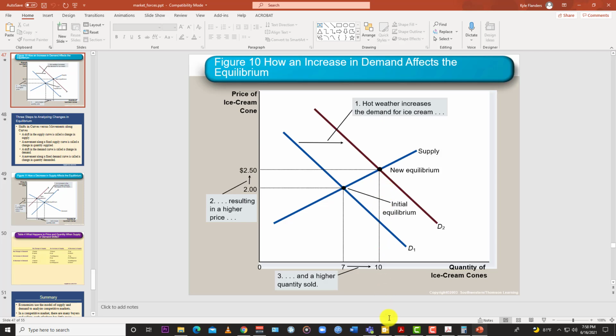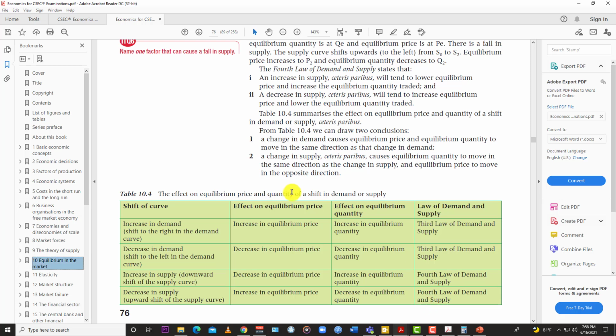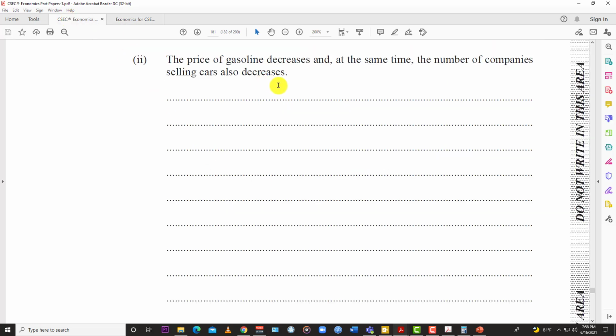But what's happening here now? There's a next thing. The question also talks about supply now. You see that the number of companies selling cars also decreases. When the supply falls, then the equilibrium price goes up, right? But the thing here now is that this might be a little technical. I don't know if CSEC meant for it to be this technical, but at this point, we cannot really determine the equilibrium quantity. We cannot.